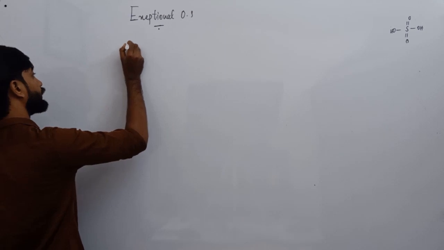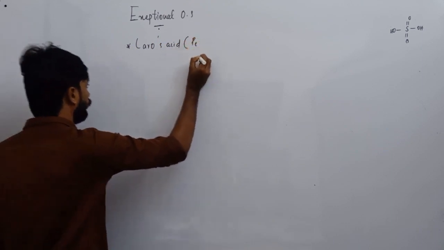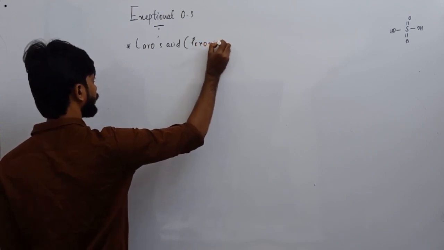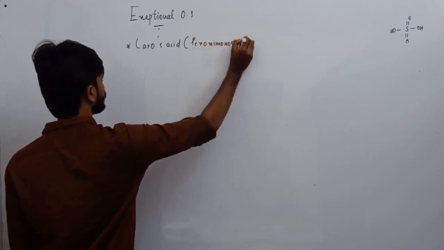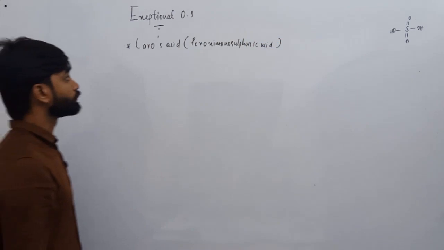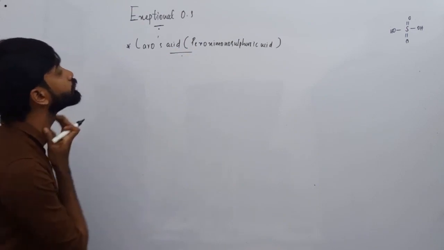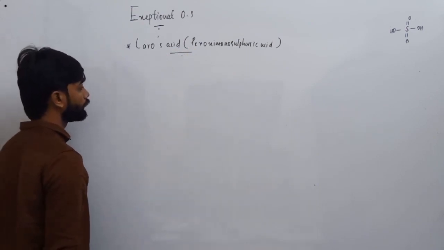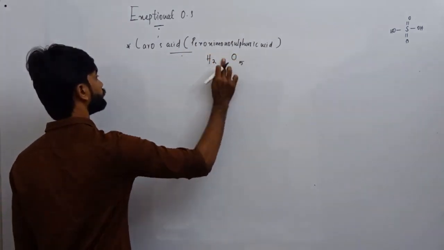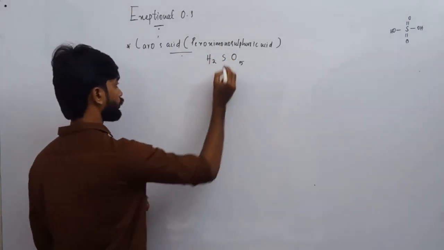Now the next category is Caro's acid. Caro's acid is said to be peroxymonosulfuric acid. Peroxymonosulfuric acid. Okay. And the formula will be H2SO5. Ready? So what about the oxidation state of sulfur?